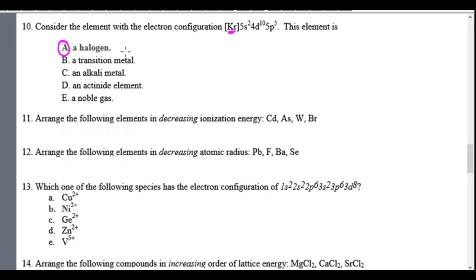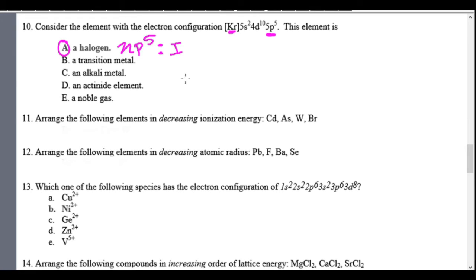If you have a halogen, your configuration should end with n, being your period, p5. If you look at all of the halogens, fluorine would end in 2p5. For chlorine, 3p5. For bromine, 4p5. For iodine, 5p5. So in this case, we're talking about 5p5, which is iodine. So the answer is a halogen.